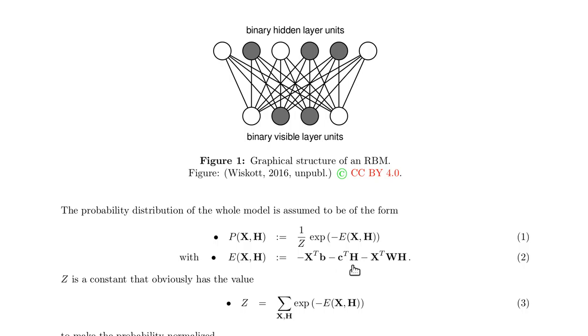Then C transpose H, so H are the hidden units. C again is a parameter vector, which is called bias. So C and B are called bias values. And then we have the combination X transpose W H, where W is this connectivity matrix.